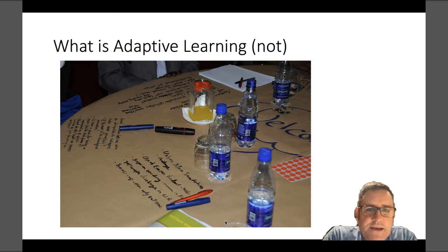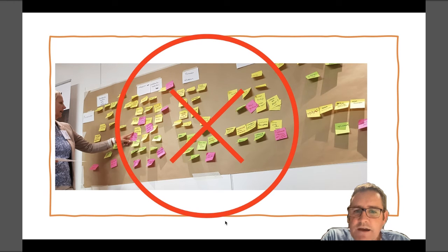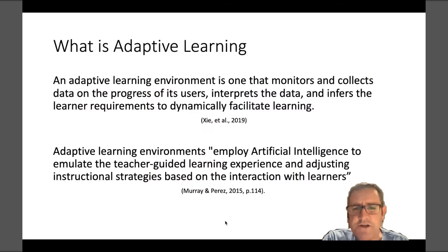what adaptive learning is. Let's talk about what it isn't. You are not going to be sitting around at tables with butcher's paper and texters, not that there's anything wrong with that. You're not going to put sticky notes on a board, not that there's anything wrong with that. You're not going to sit around with people you know and just talk about what you do on the weekend. You are put with strangers, but you have so much in common. So, what is adaptive learning?